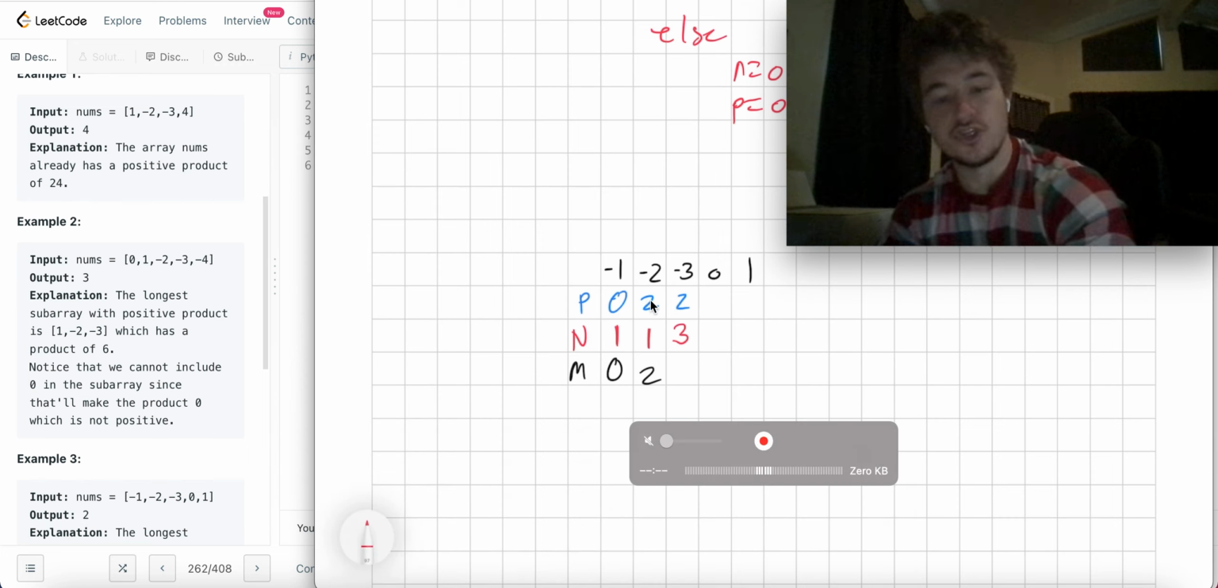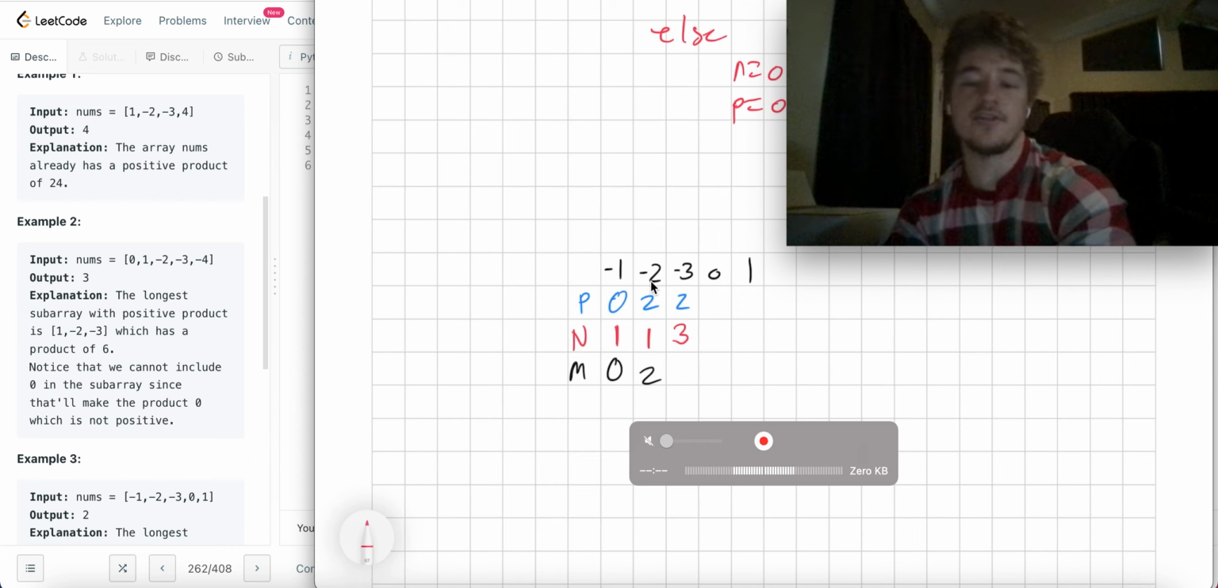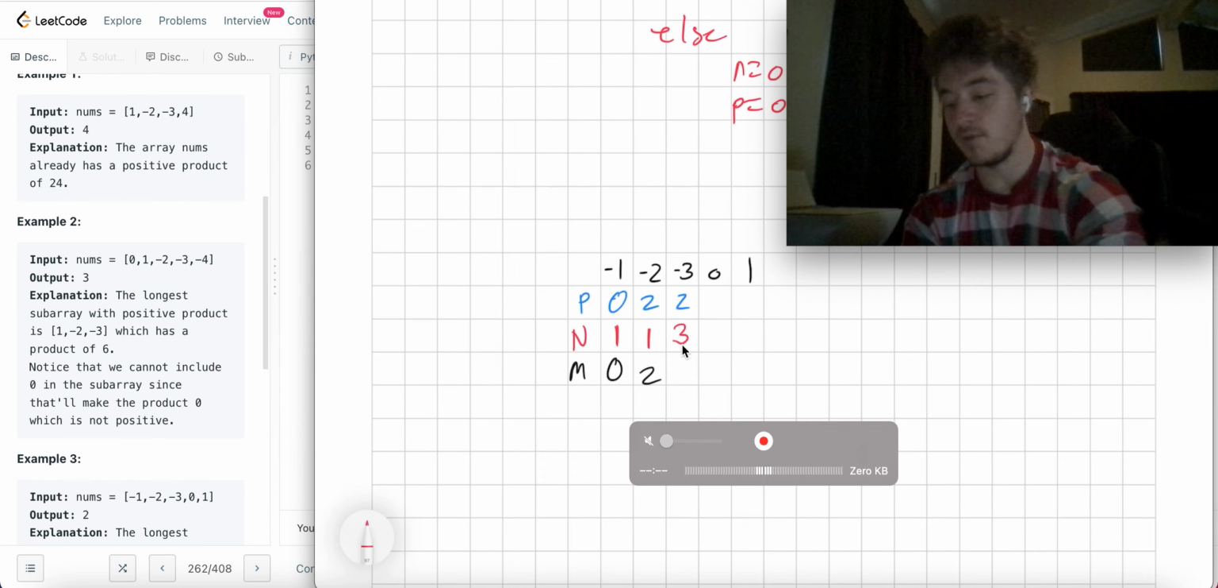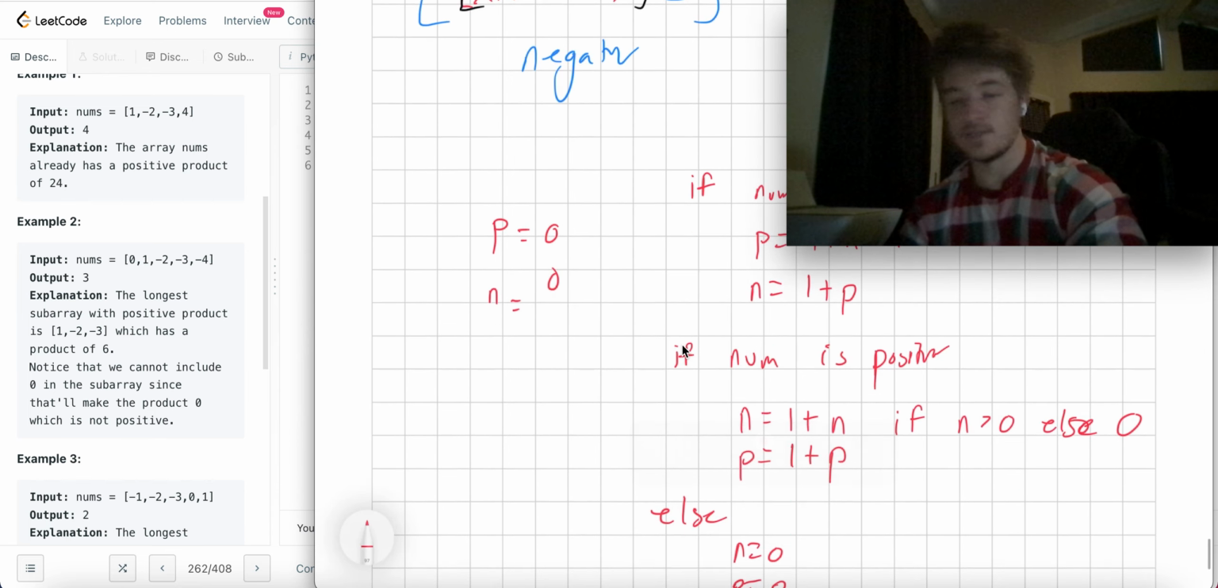Because there's a subarray that's positive of length 2 ending at -2, so I can attach myself to it and make it negative. Now there's one of length 3.